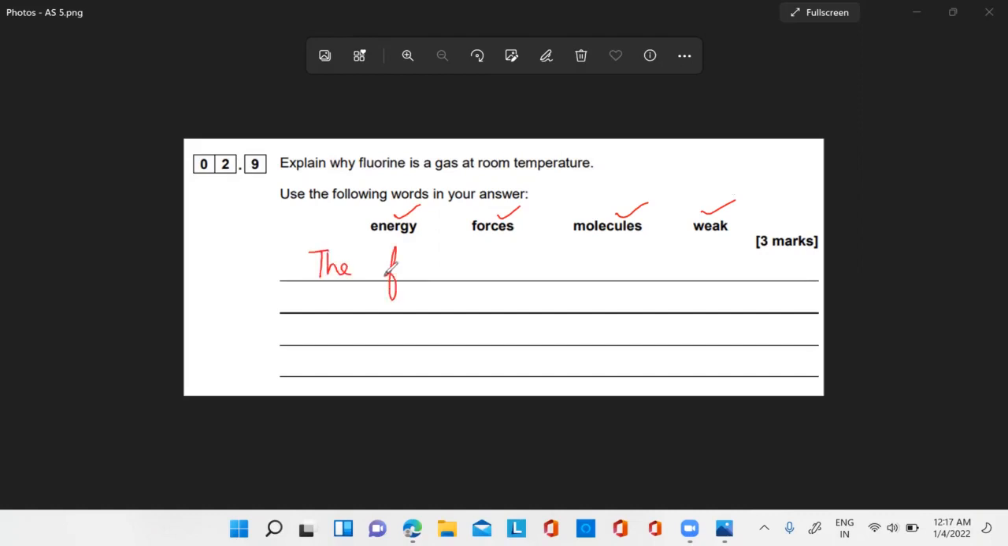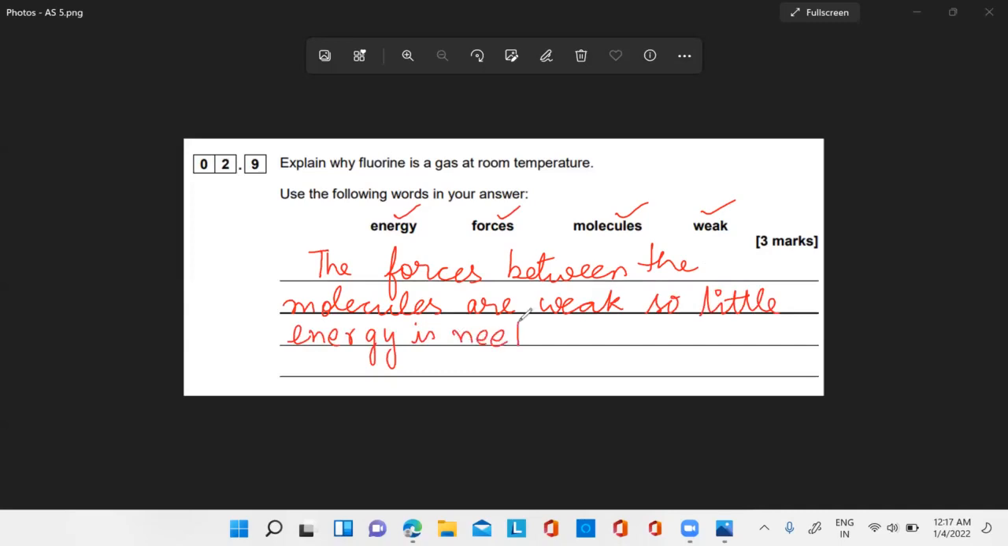The forces between the molecules are weak, so little energy is needed to break them. For that reason, fluorine is a gas at room temperature.